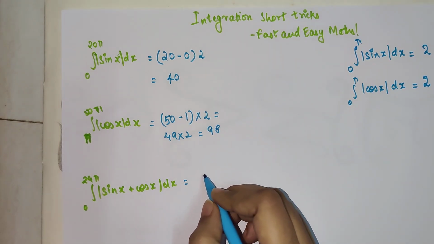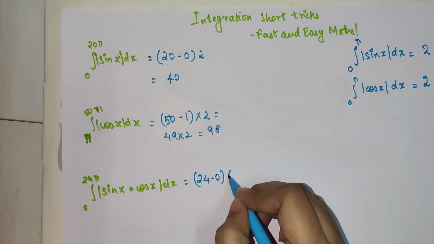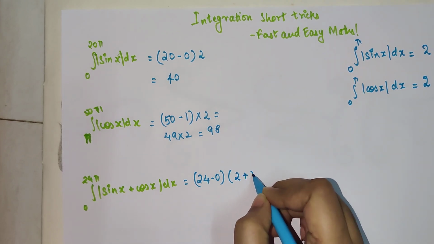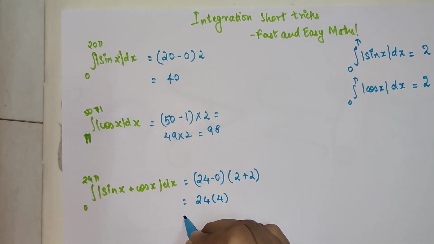Okay, so now over here we can write this as nothing but 24 minus 0 into, now we have sin x plus cos x, right? So we are going to write 2 plus 2. So here we have 24 into 4, which is going to get you 96.